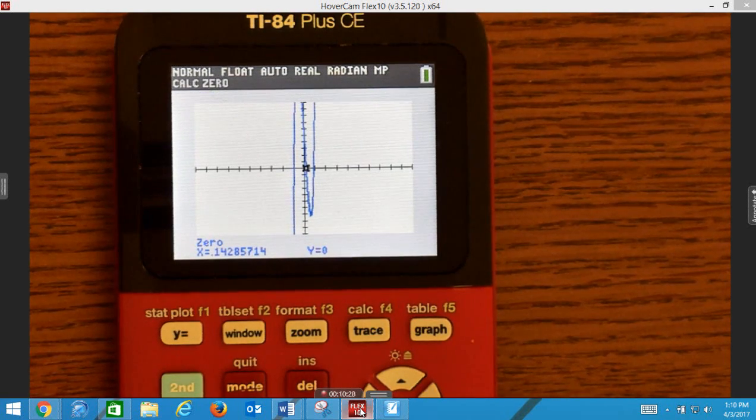Were you able to get this 0? It's like 0.142857114.